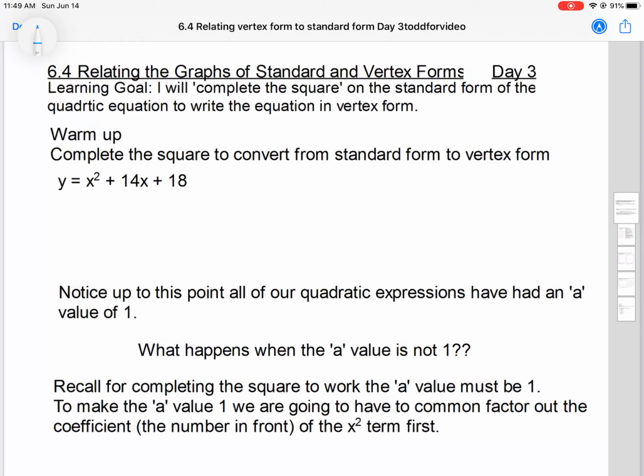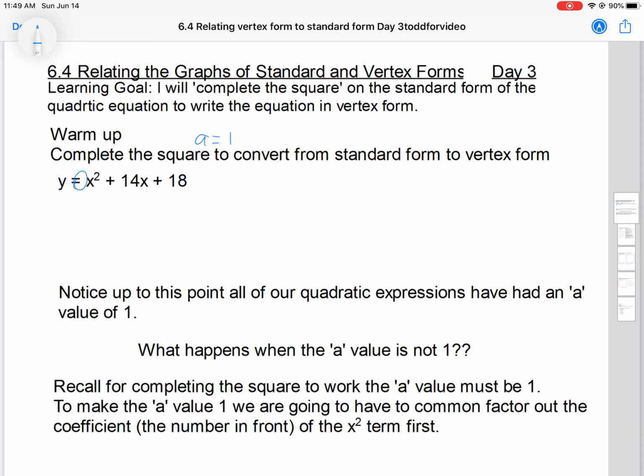Okay, so today is the second day of completing the square to get from standard form to vertex form. So we're going to do a simple one here where the a value is equal to 1. That's what you've done so far. And just to remind you of the steps of completing the square.